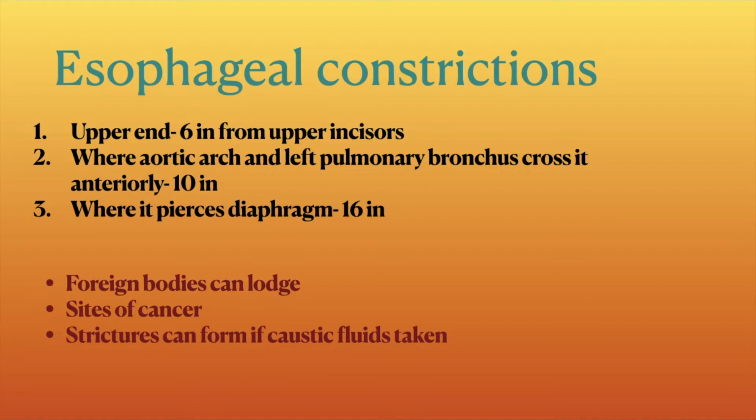Esophageal constrictions. There are three main esophageal constrictions which are important anatomically. The first is at the upper end, which is 6 inches from the upper incisors. The second is where the aortic arch and the left principal bronchus cross it anteriorly. This is 10 inches from the upper incisors.